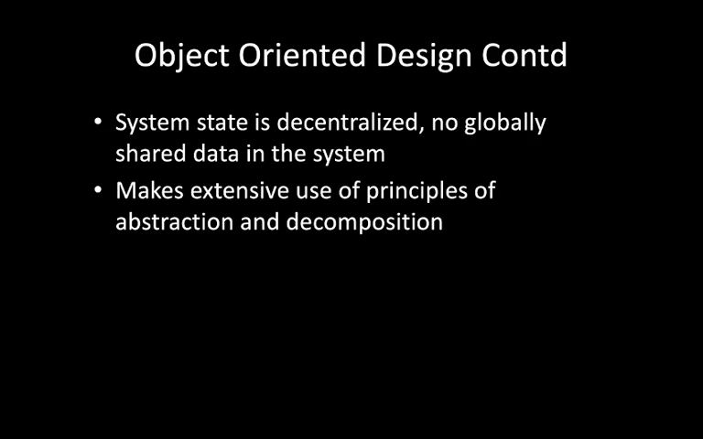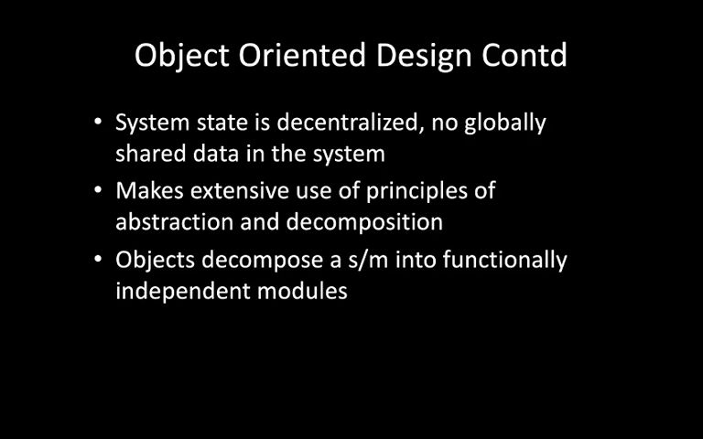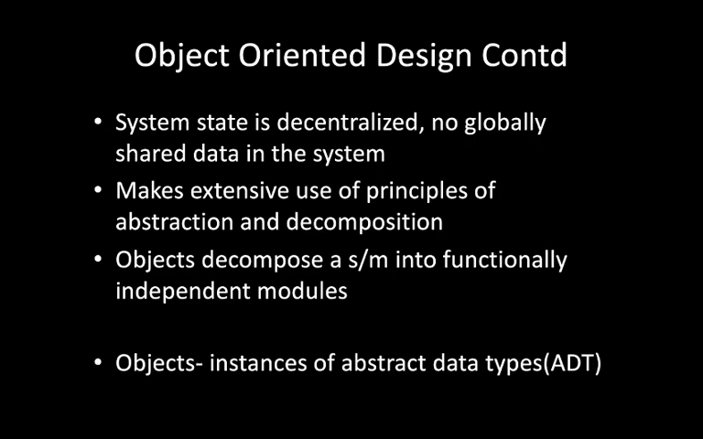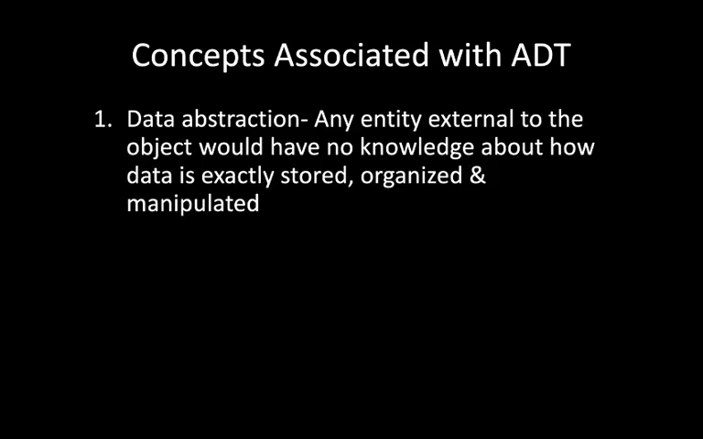So this object-oriented approach uses these principles of abstraction and decomposition. They extensively use these techniques. The object-oriented approach decomposes a system into functionally independent modules. Objects are instances of abstract data types. We call them abstract data types, and we already know about these abstract data types.